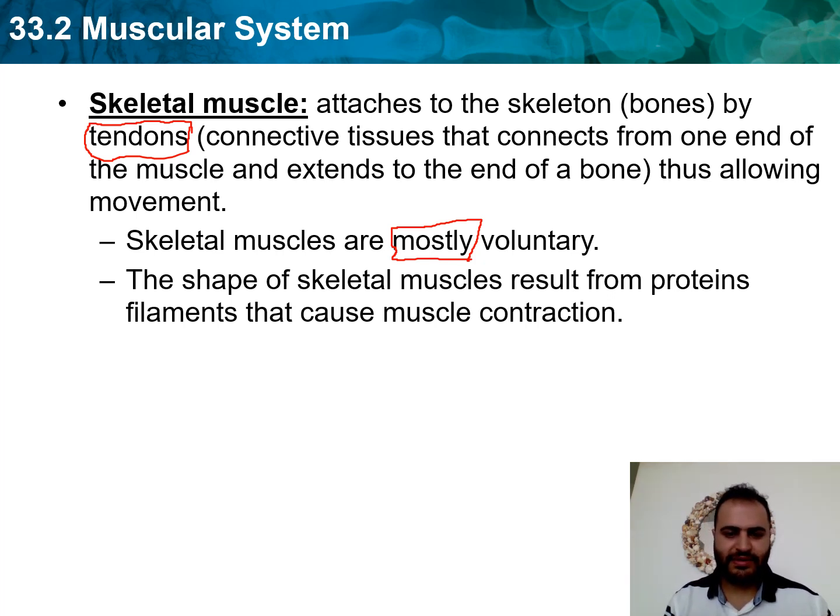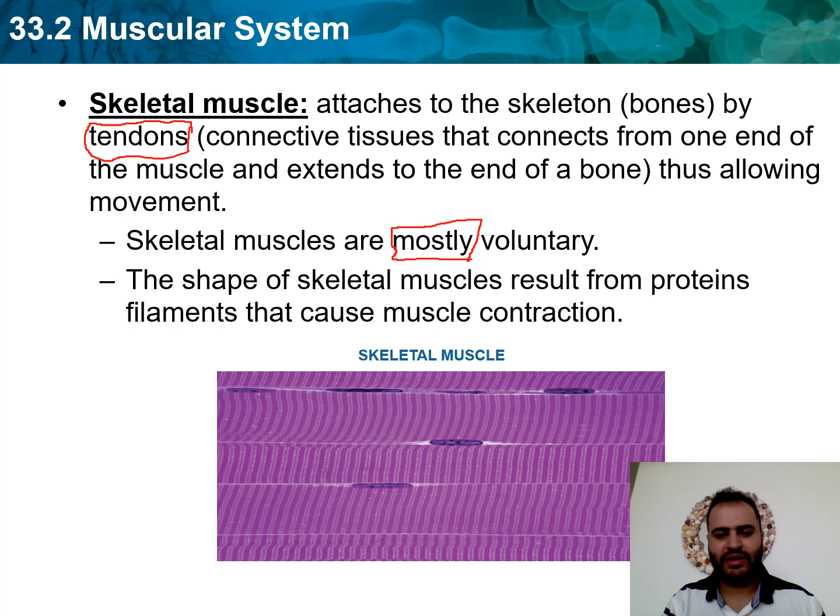The shape of skeletal muscles results from protein filaments that cause muscle contraction. So the elongated shape of the muscle is because of the protein filaments that we are going to discuss later in this lesson. This is how a skeletal muscle tissue appears under a microscope.